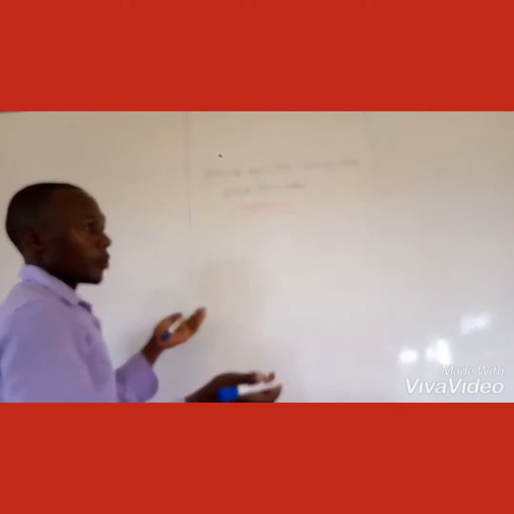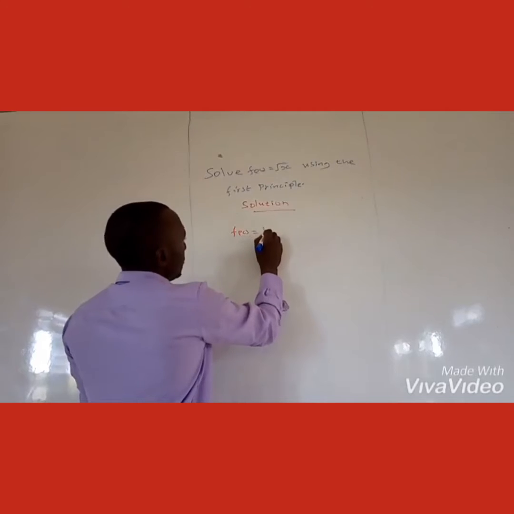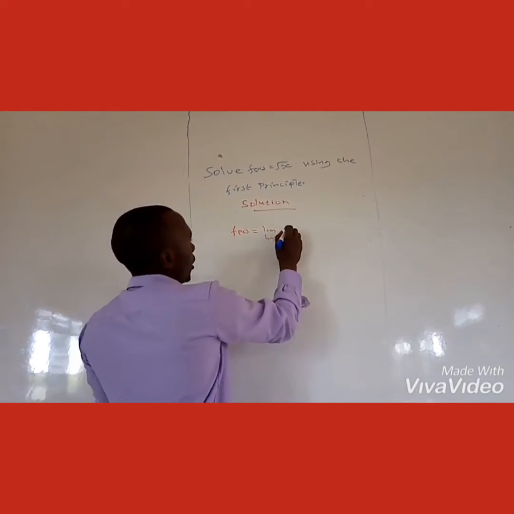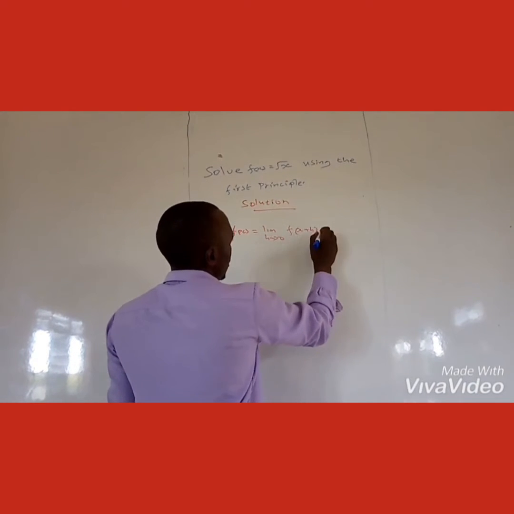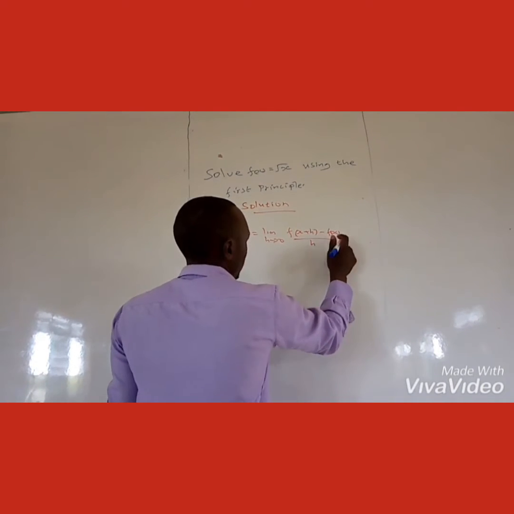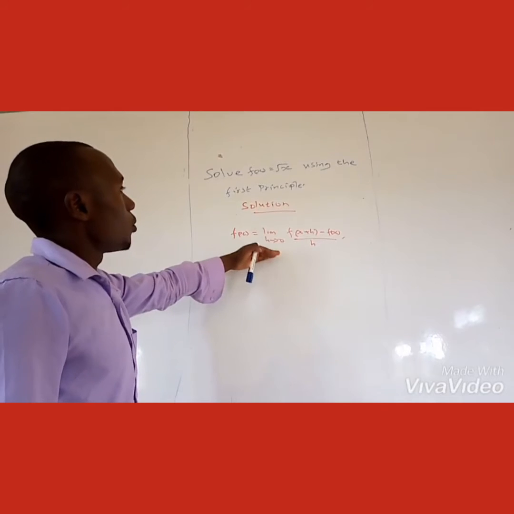So we know that the first principle says f'(x) is equal to the limit as h tends to 0 of f(x plus h) minus f(x) out of h. And this is the first principle. So the question is now simple.